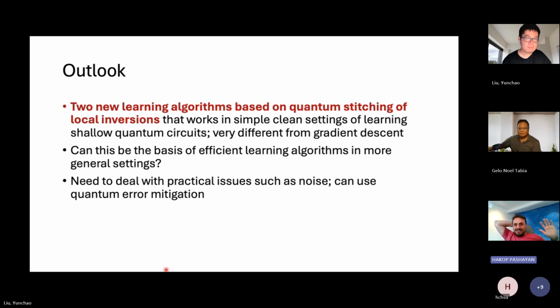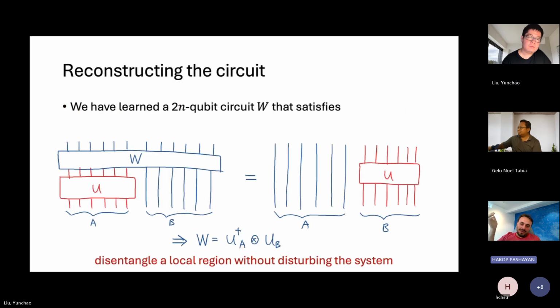First of all, I'd like to say thank you very much. That was an extremely clear, very nice talk. I wonder, in the first protocol where you're learning U dagger tensor U, do you think there might be more efficient ways of learning just U itself, and not having to use 2n qubits?